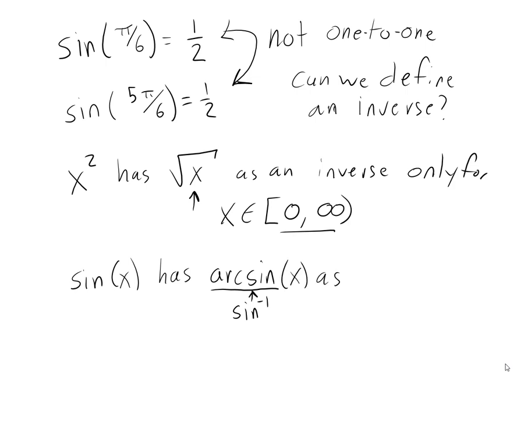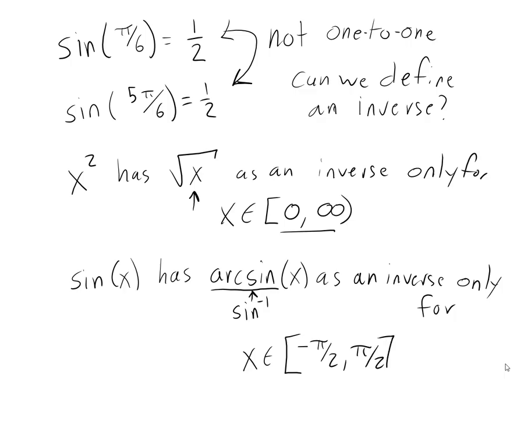But if you ever see arc anything in trigonometric functions, just know that it's defining an inverse. But it has it as an inverse only for x between negative pi over 2 all the way to pi over 2. Okay? So, in the same way that we have to restrict the square root function only to the positive numbers, we have to restrict inverse sine or arc sine to only being values between negative pi over 2 and pi over 2.